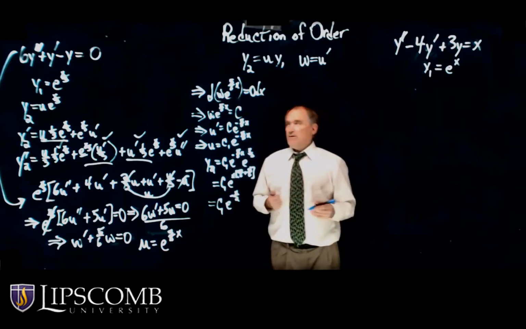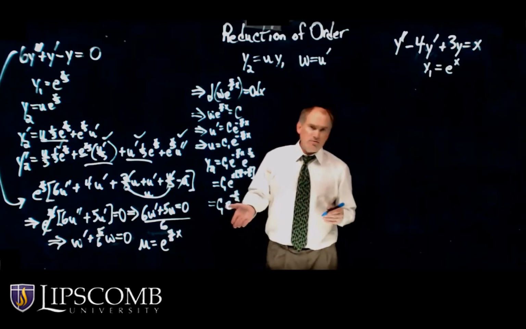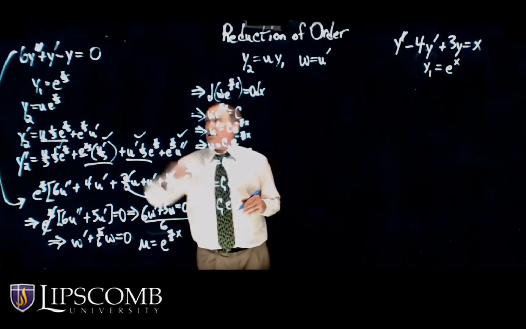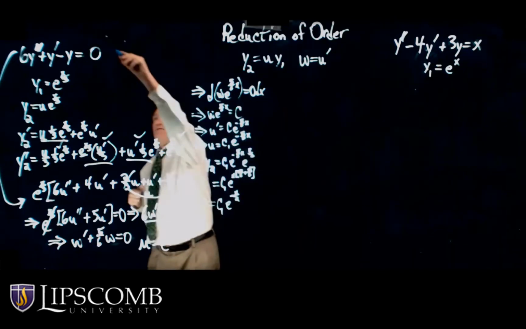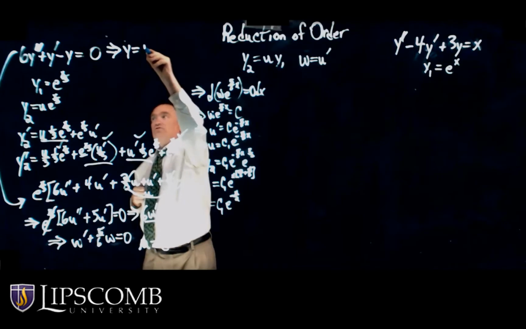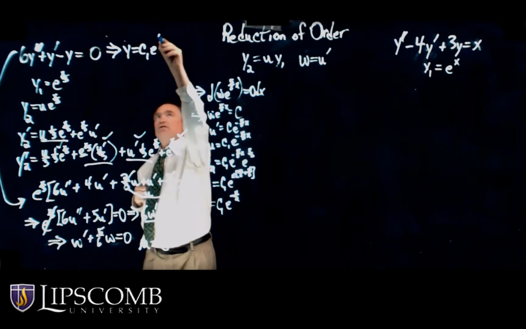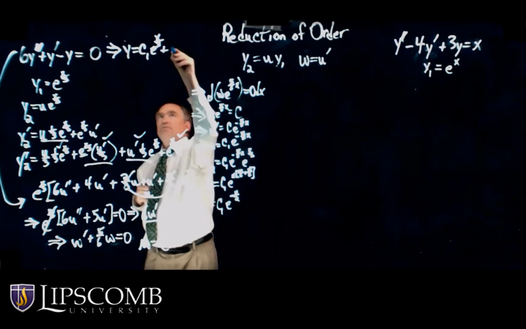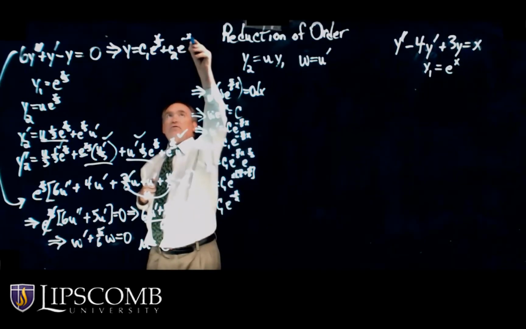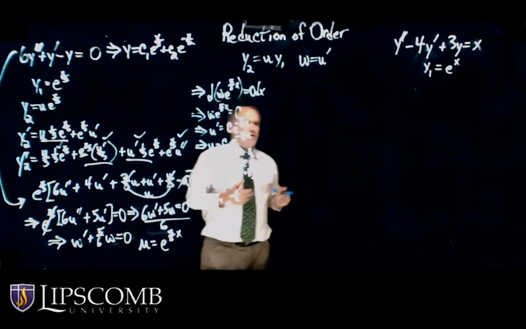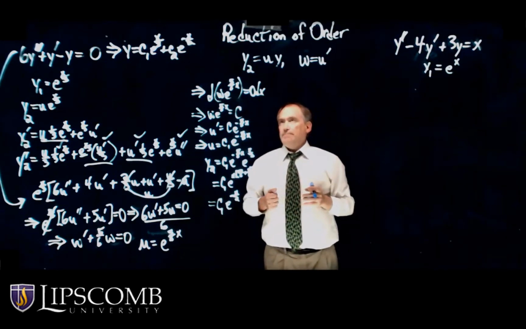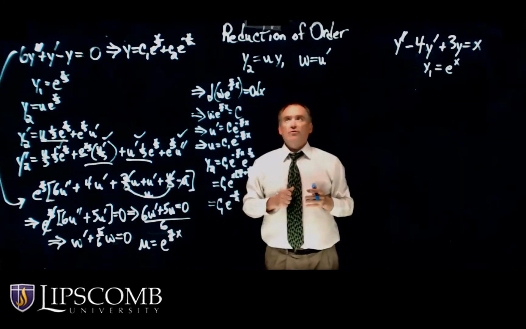So what have I found? I've found another solution to this differential equation, and this one is linearly independent to the first one. So by the way, I've got the general solution being c1 e to the x over 3 plus c2 e to the minus x over 2. So I've got my general solution to this differential equation by using this reduction of order.